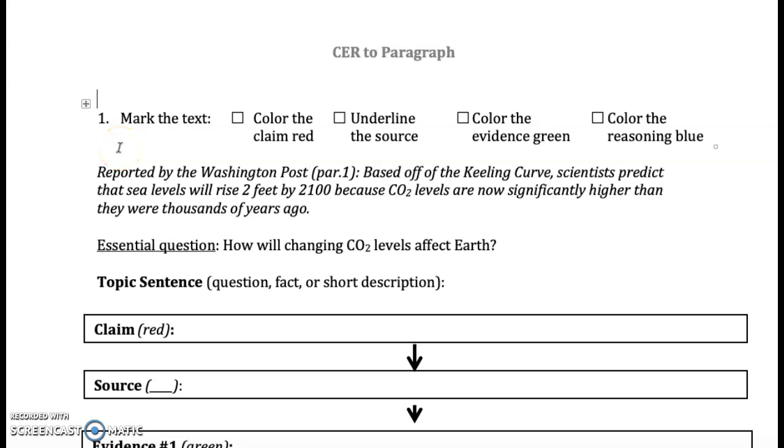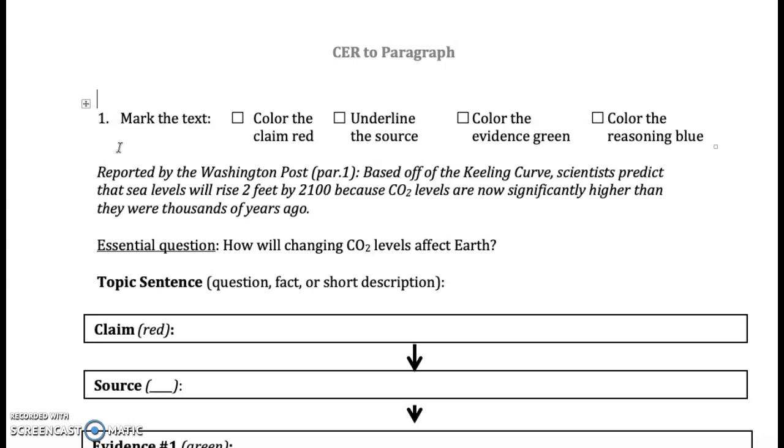All right, you guys, we're going to go ahead and go over this CER to paragraph together. If you've already done it and you just want to check your answers, that's great. If you want to go through this together, that's great too. So remember, we are going to be starting a paper next week based on claim evidence reasoning.